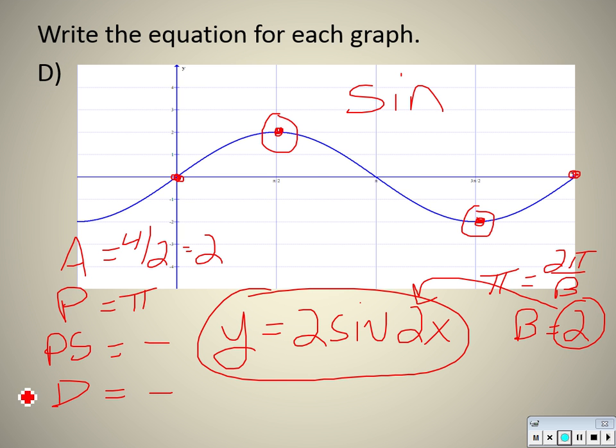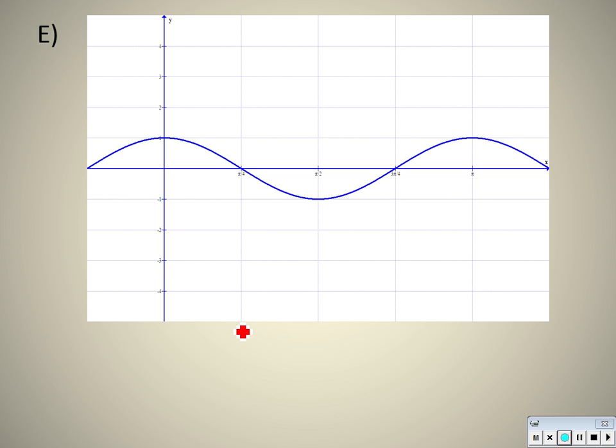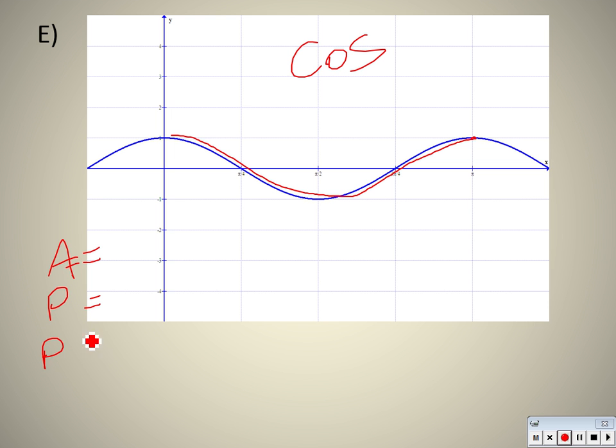For part E, I have what appears to be a cosine graph. And it appears to be a cosine graph because the graph starts up high, it makes a big loop down, and then it comes back up again. But once again, first thing I want to do here is find what these values are. So I've got amplitude, period, phase shift, and displacement.